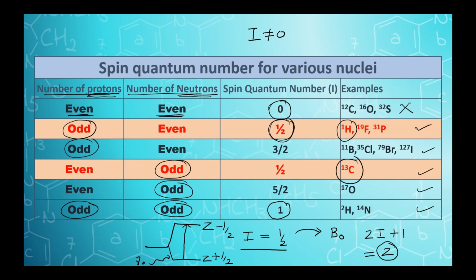But if I have more than one state, I'll have multiple excitations and multiple relaxations. That makes the spectrum very complex. So I'll be sticking only to I equal to half. Basically, you can have a very easy spectrum for proton, fluorine, phosphorus, and carbon. It is very easy to study them because the spectrum will be very simple.